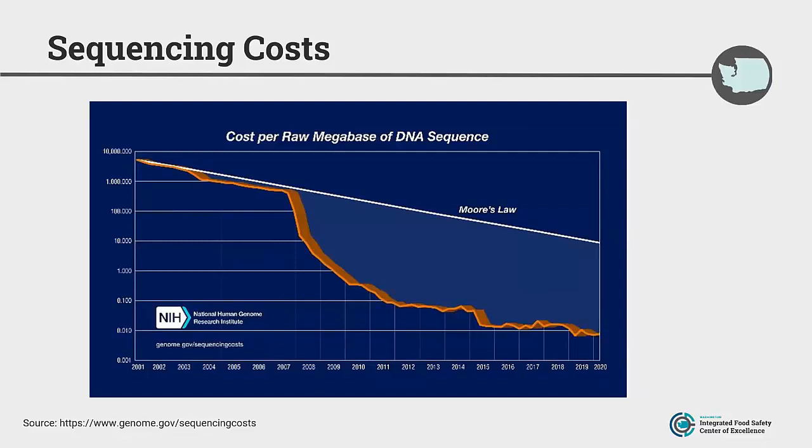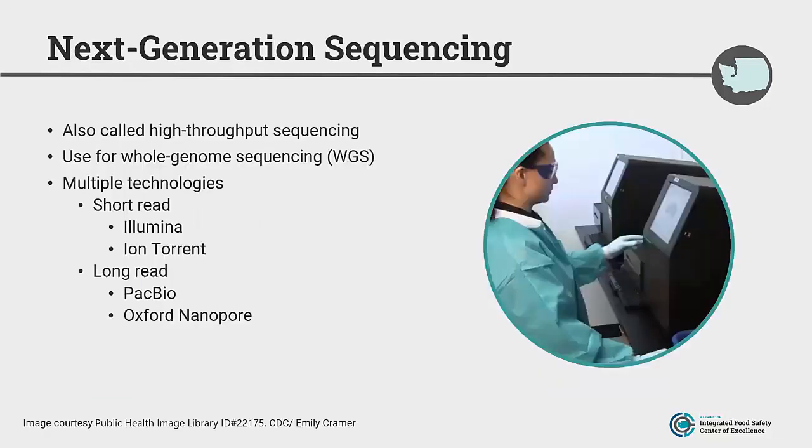So pretty dramatic. And you'll see that the trajectory changed around 2007 to 2008. And the white line there is just an expected rate as technology evolves. Costs go down, but you can see that there is a rapid departure from that expected rate, and that is where sequencing moved from the Sanger sequencing to next generation sequencing methods.